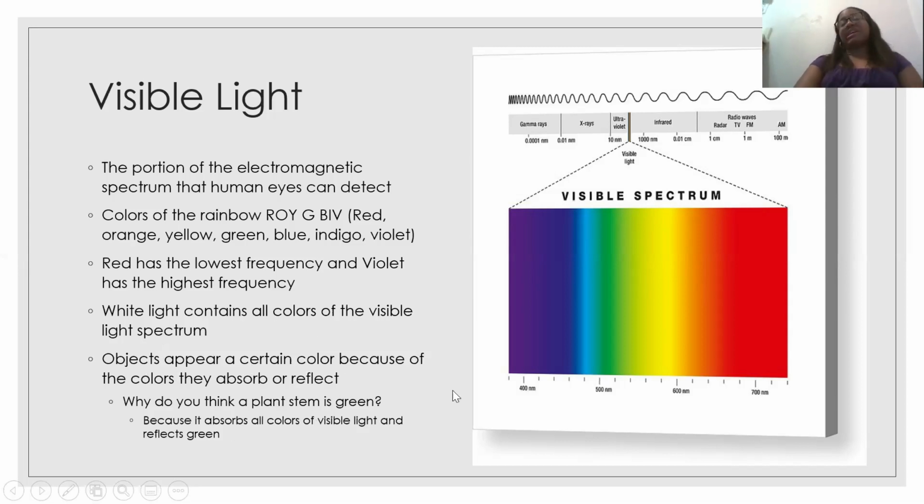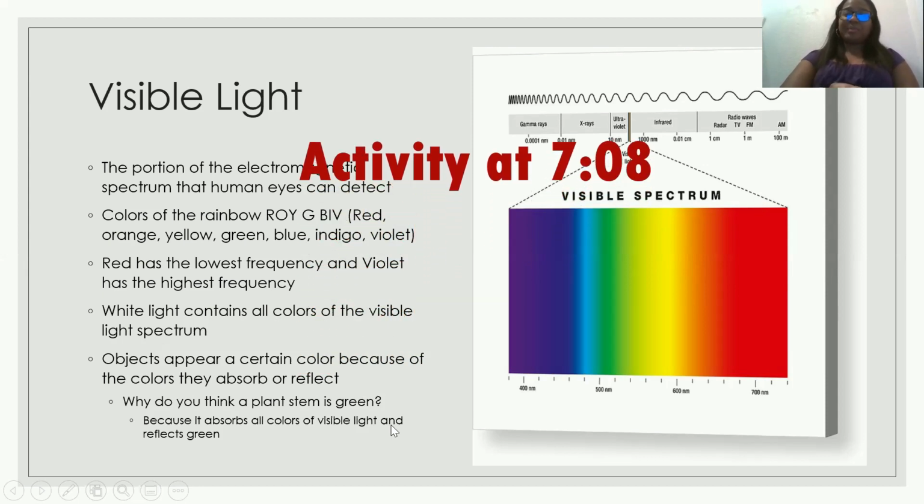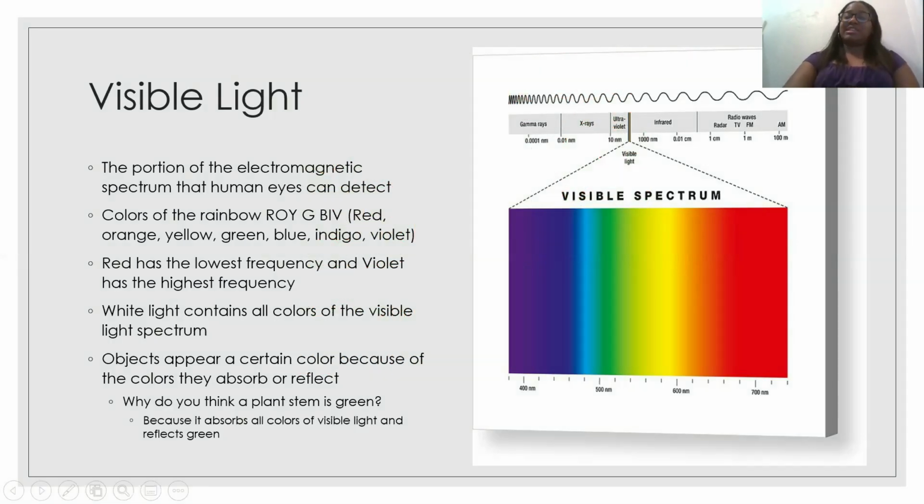Objects appear a certain color because of the colors they absorb or reflect. So thinking about that a little bit, why do you think a plant stem is green? This is because it absorbs all colors of visible light and reflects green. To see an experiment of this, go ahead and skip ahead in this video, and I will do an experiment on color of light.